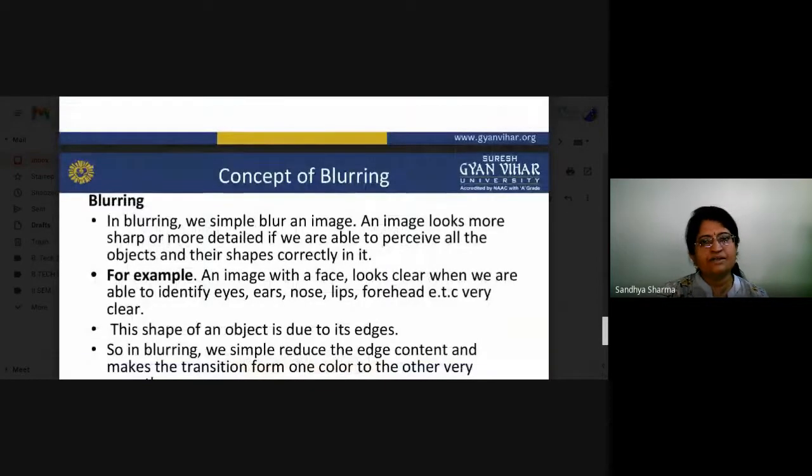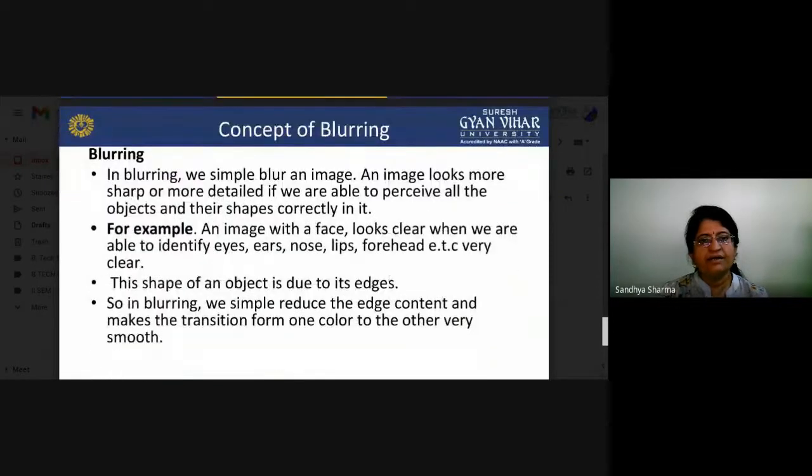So what about the concept of blurring? In blurring, we simply blur an image. An image looks sharper or more detailed if we are able to perceive all the objects and shapes correctly in it. For example, an image with a face looks clear when we are able to identify eyes, ears, nose, lips, and forehead clearly. So this shape of an object is due to its edges.